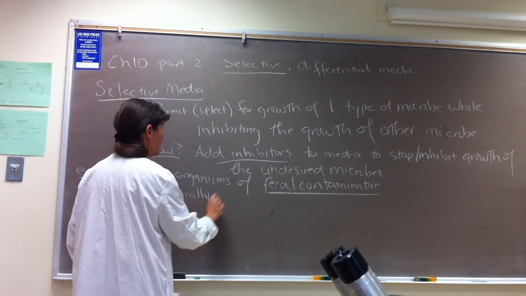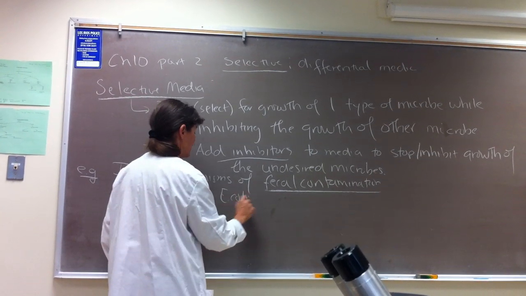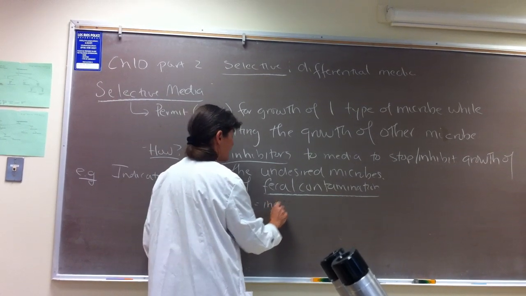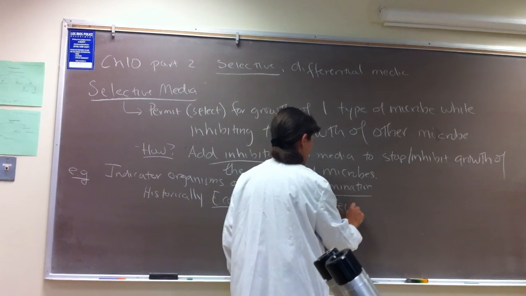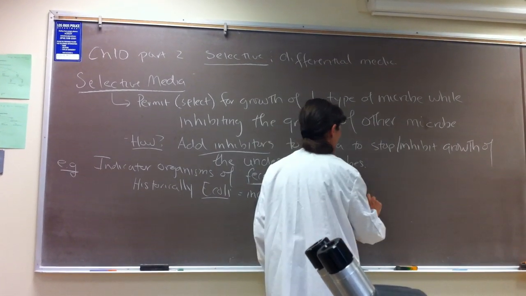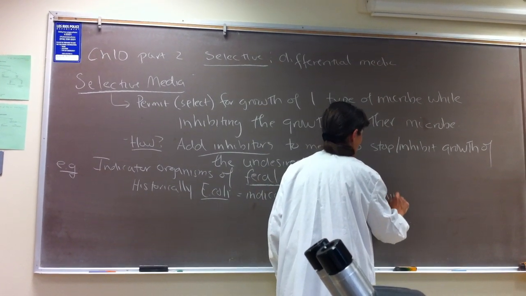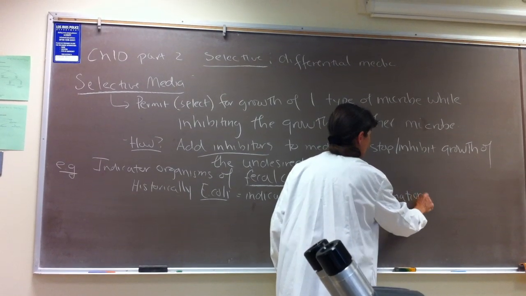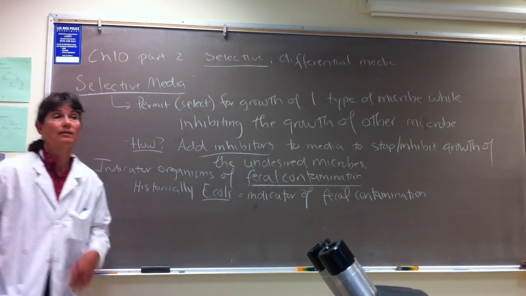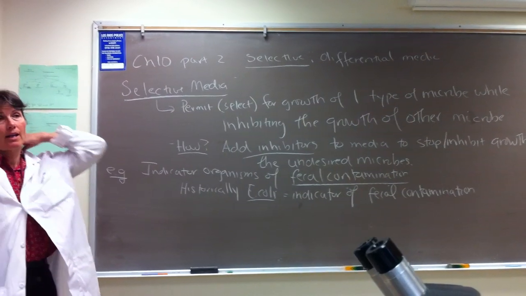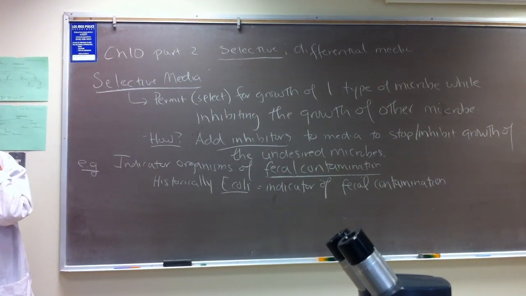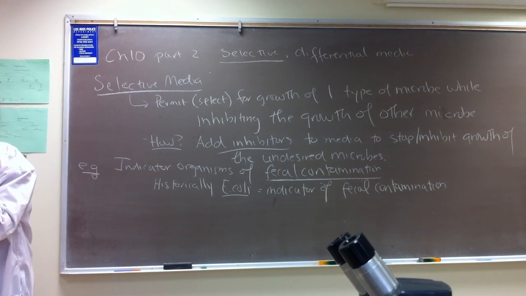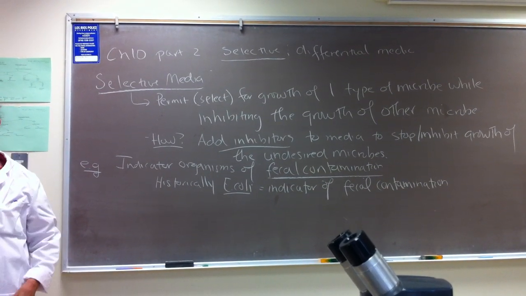Historically, E. coli has been used as the indicator of fecal contamination. And the reason is, for E. coli to flourish, usually it has to be living in the intestinal tract of an animal. So if we find lots and lots of E. coli present in drinking water or on food, it suggests the drinking water or the food has been contaminated with feces.